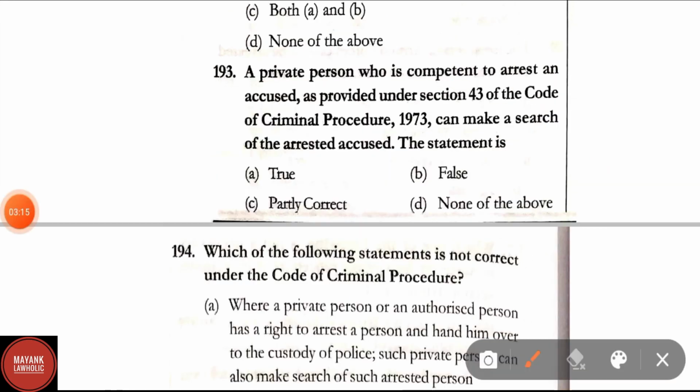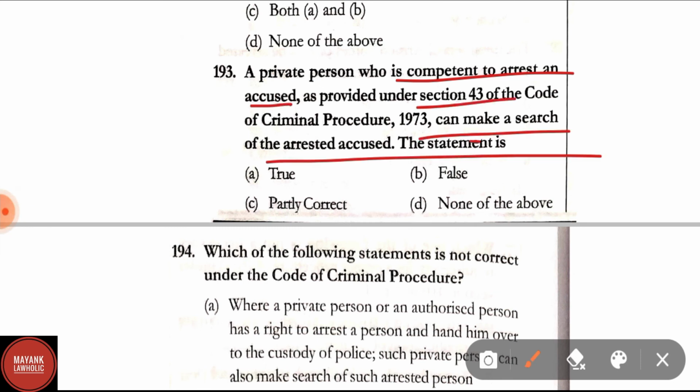Question number 193. A private person who is competent to arrest an accused as provided under section 43 of the CrPC can make a search of the arrested accused. This statement is true, false, partly correct, none of the above. Correct answer is option B, that is false.